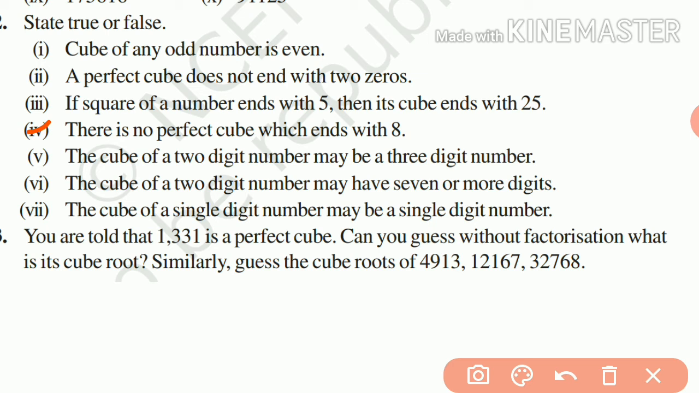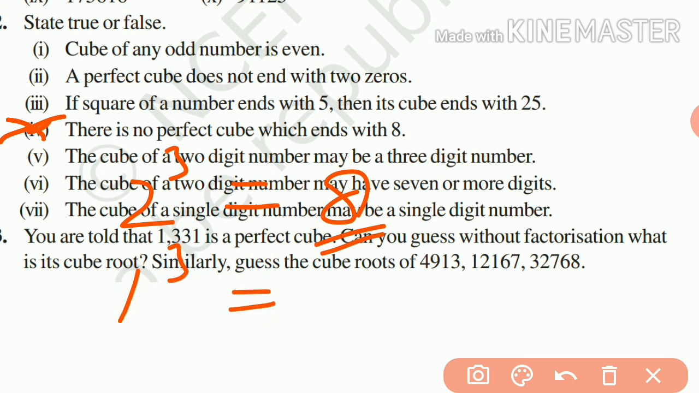Now fourth, there is no perfect cube which ends with 8. This is a false statement, because the perfect cube of 2 is 8. This is a one digit number. Similarly, perfect cube of 1 is 1. This is also a one digit number. And the statement is, there is no perfect cube ending with 8.